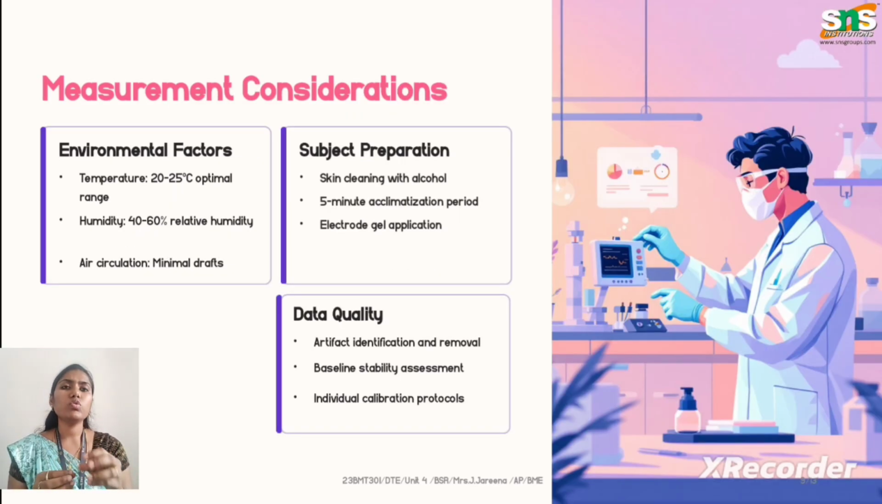And also we have many factors that need to be considered before doing this sort of assessment, because we are measuring real-time data, that is, real-time skin resistance variations. So many things have to be put in the right proportion or right optimum condition. One such is environmental factors and subject preparation, and finally the output we are getting needs to be checked in terms of quality.